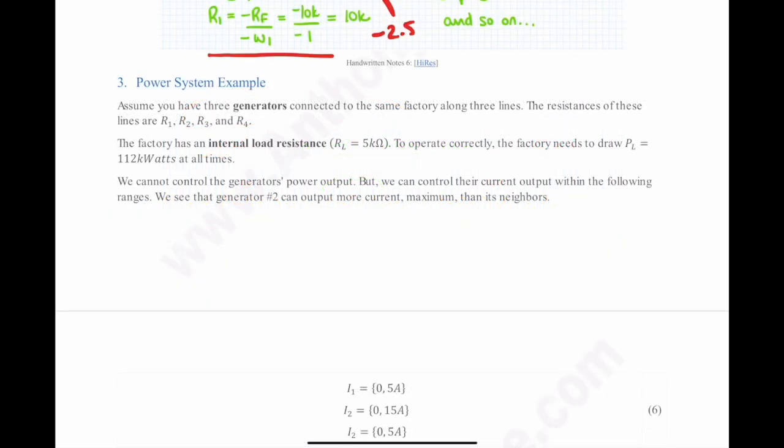Again, at face value, I'm going to give you all the models that you need. Let's assume that we have 3 generators connected to the same factory along 3 lines. The resistances of those lines are R1, R2, R3, and R4. The factory has an internal load resistance of 5 kiloohms, and to operate correctly, the factory needs to draw at least 112 kilowatts at all times. The way that I've set this up, you cannot control the generator's power output, but we can control their current output within the following ranges.